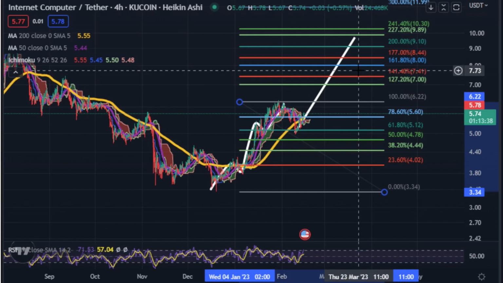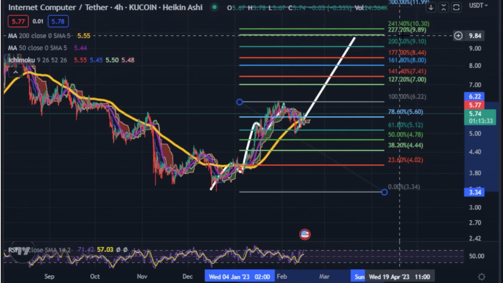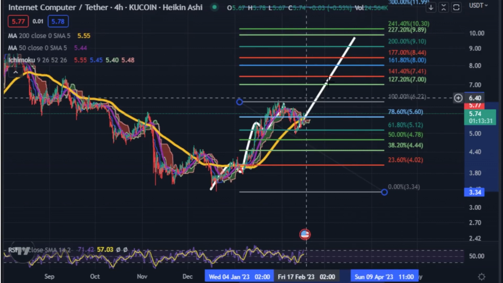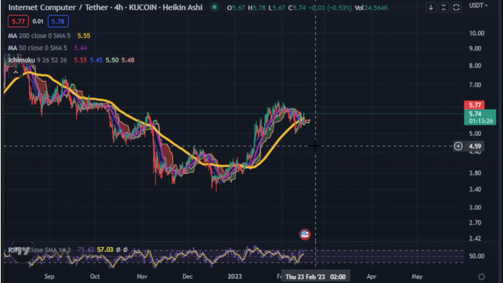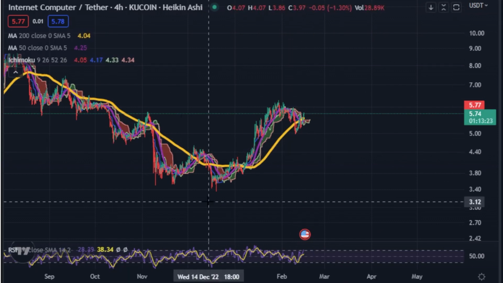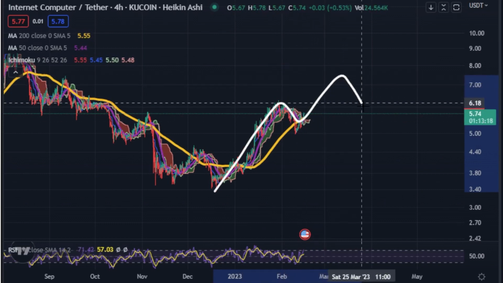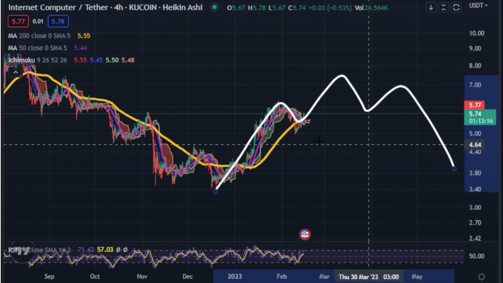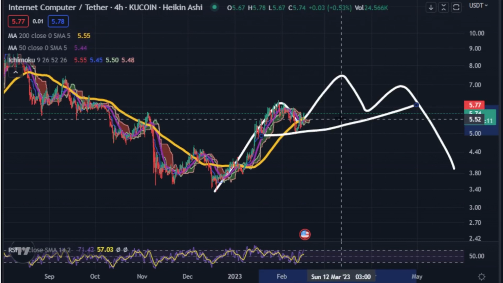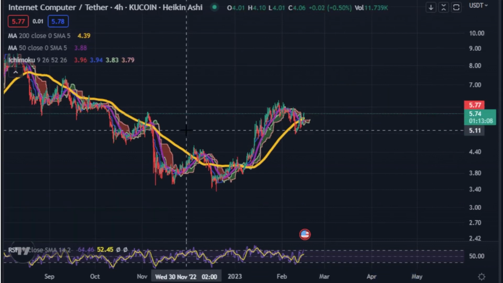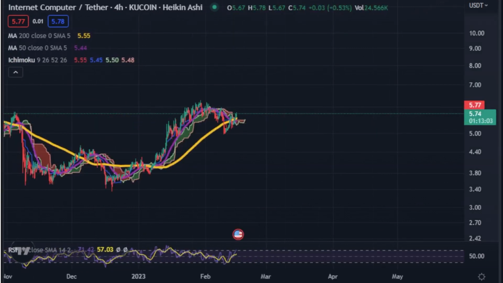So I'm going to be looking for a failure in this impulse wave all the way up to about that 227-ish level. And if we see a failure at any of those points, up to that 227 level or that $9.89 level, what we really have to be careful for, let's say it fails at $7.50, is a head and shoulders pattern. And we'll be looking for a neckline, and we'll look for a formation like this. So that's my prediction on what's going on with ICP right now.